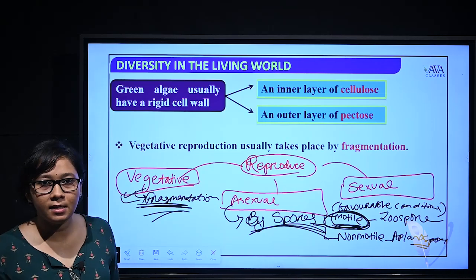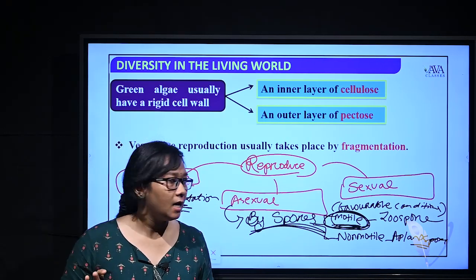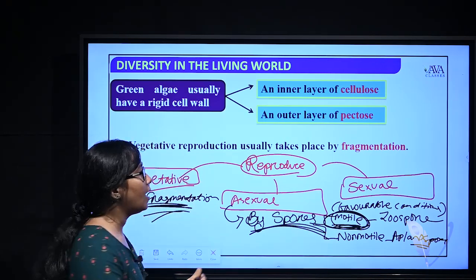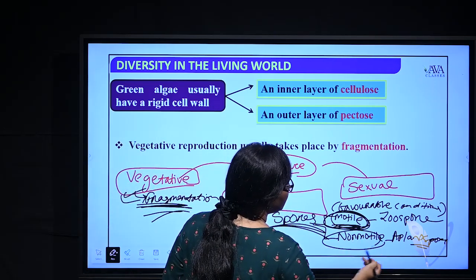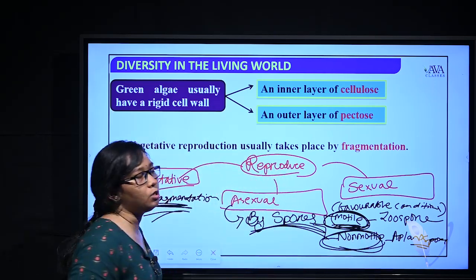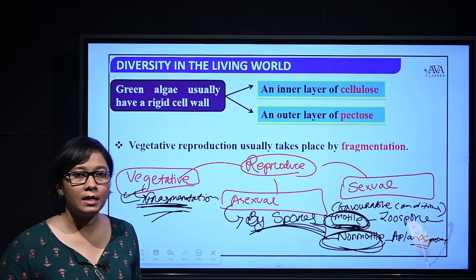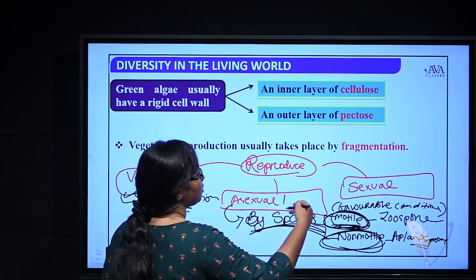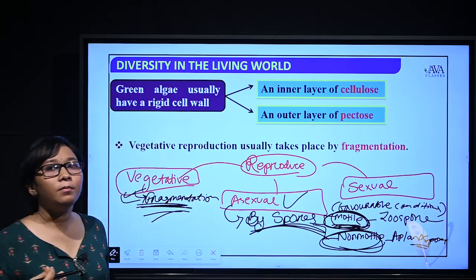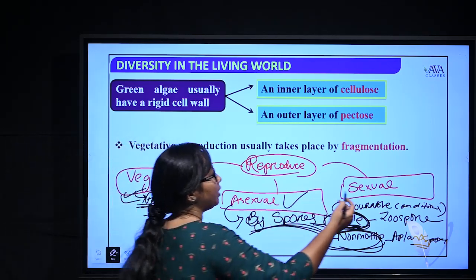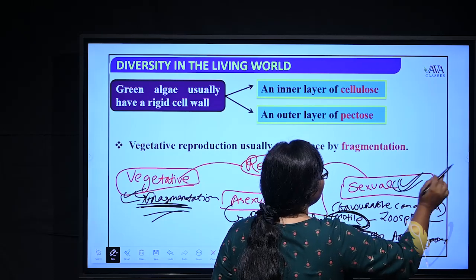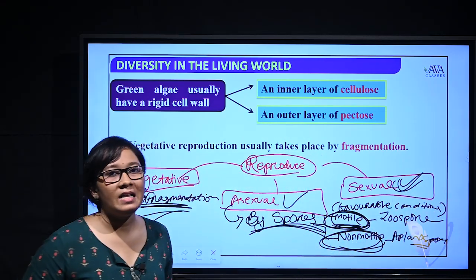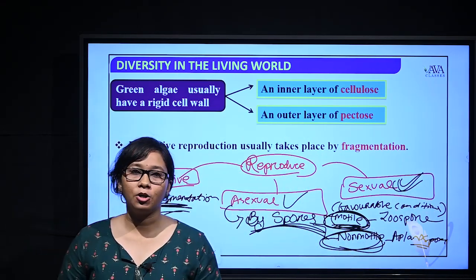In favorable conditions, motile spores, the zoospores, are generally seen, and in non-favorable conditions, non-motile spores or aplanospores are generally seen. So, that is their asexual reproduction process. Then we come to algae's sexual reproduction process.